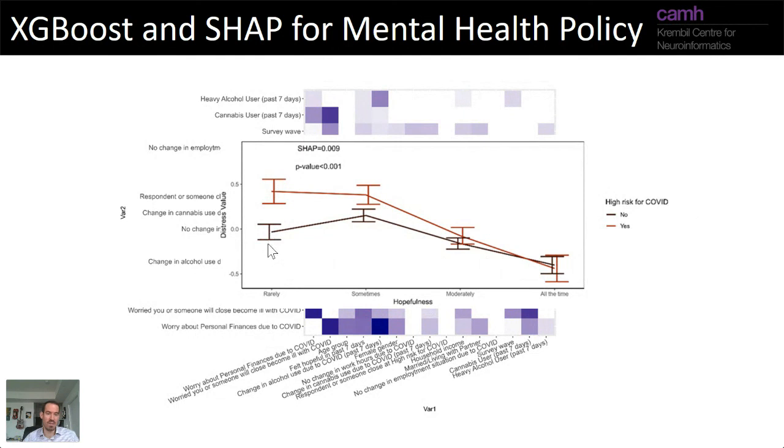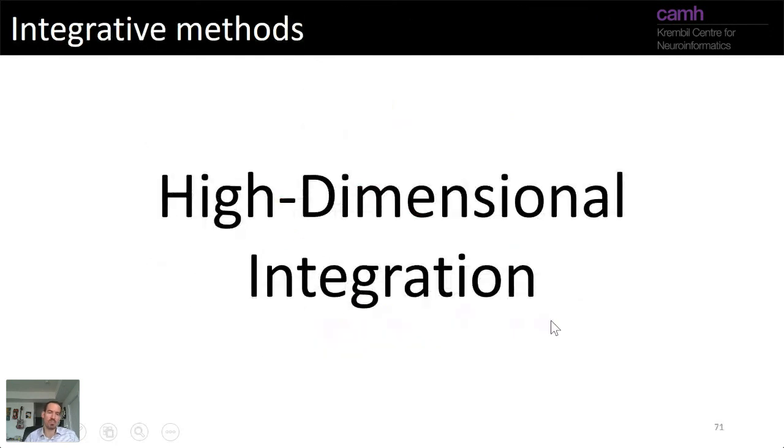And in this sense, hopefulness is a mitigating feature. If you are at high risk for COVID, it's better to be hopeful. It's better to be hopeful all around, but specifically if you're rarely hopeful, then being at high risk for COVID would have given you a really high distress level predicted by the model.